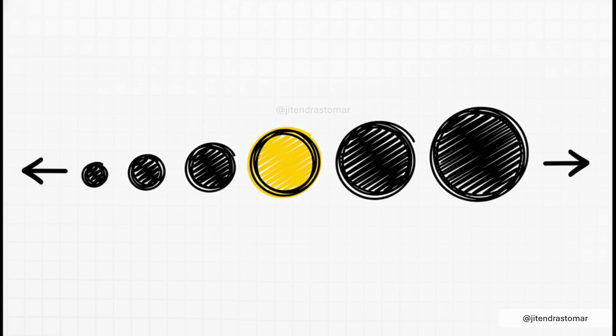Okay, so finding the center is a great start. But honestly, it doesn't give us the full picture. Not even close. To really understand our data, we have to ask another question: how spread out is everything? And this is what statisticians call dispersion.